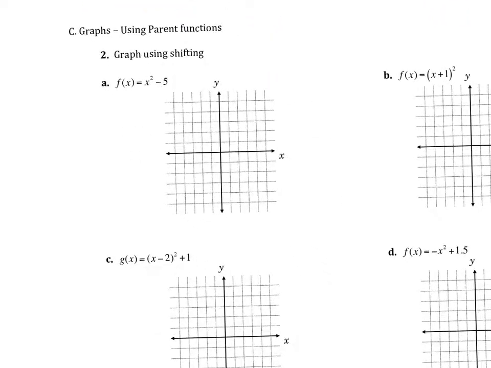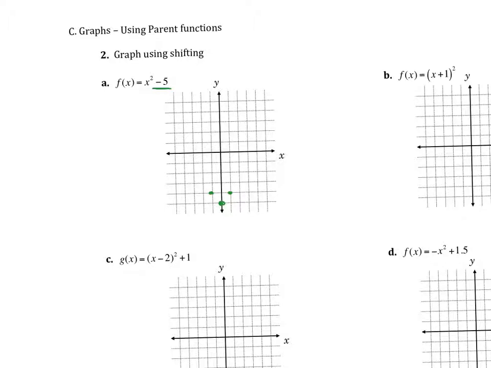Okay, so graph using shifting. Tell me what this -5 is doing to your graph. It puts it down 5 dots. It's taking your parent function, and it's just taking it down 5, right? Okay, so we're going to start at 0, 0, go down 5. 1, 2, 3, 4, 5. That's my vertex, okay? There is no a value there, so your next 2 points can just go up 1 over 1, okay? So I can go up 1 over 1 here, up 1 over 1 here.